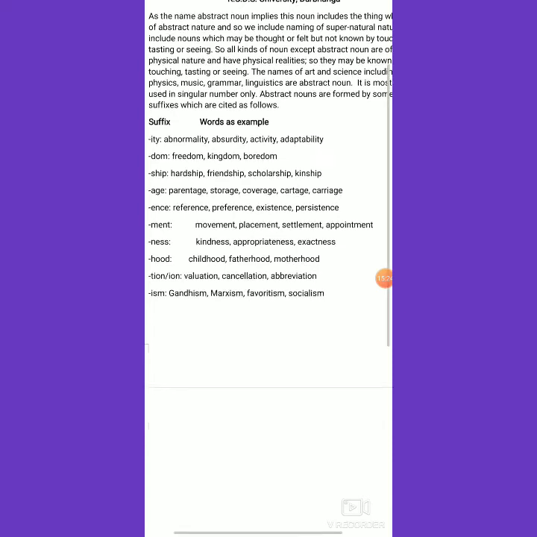Now, here we have the suffix like ance. From the verb refer, we have reference. Prefer, the verb from that prefer. We have the suffix ence, and the abstract noun form is preference.